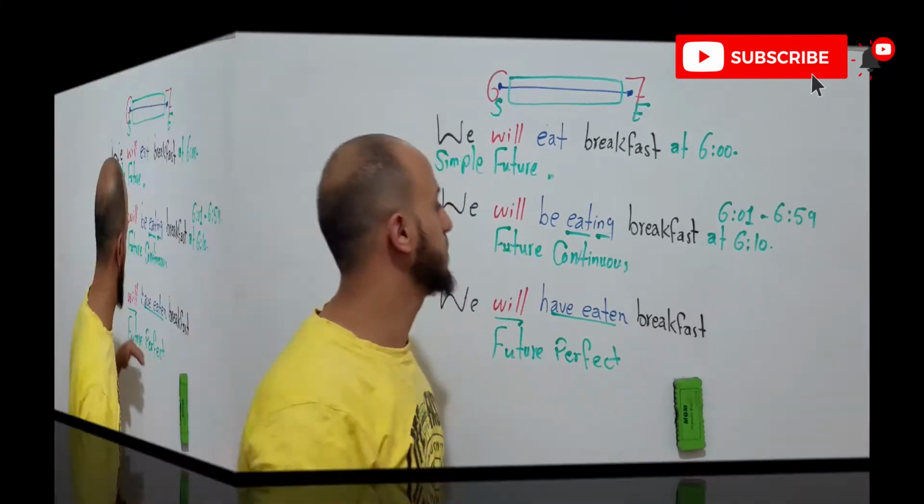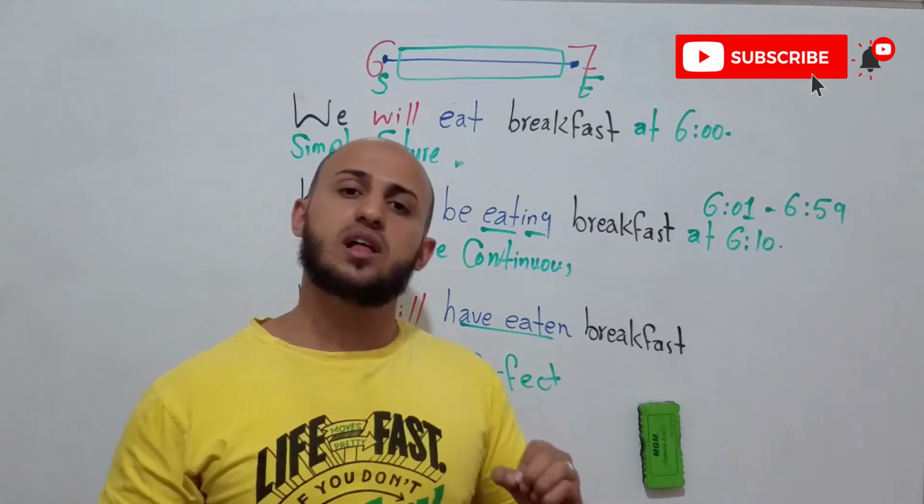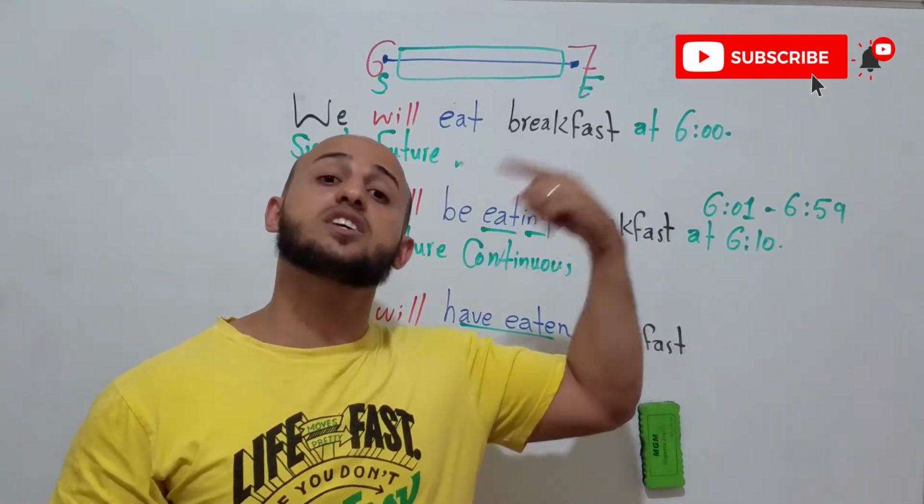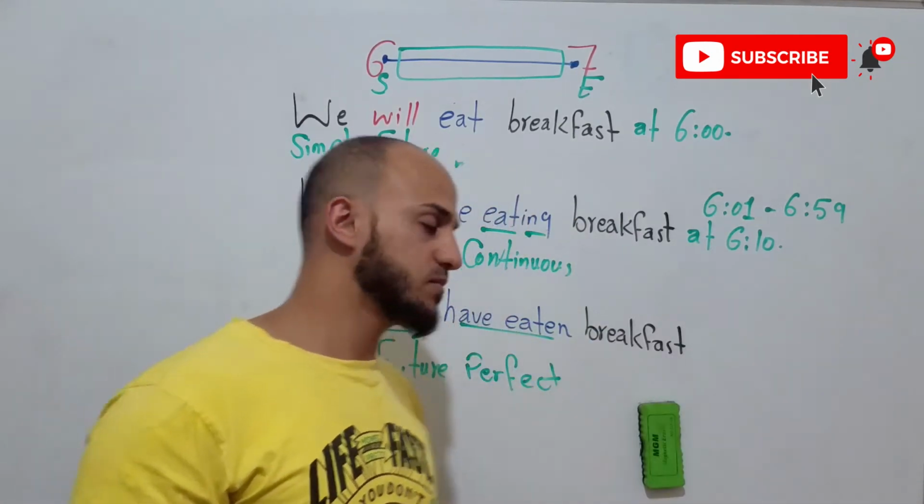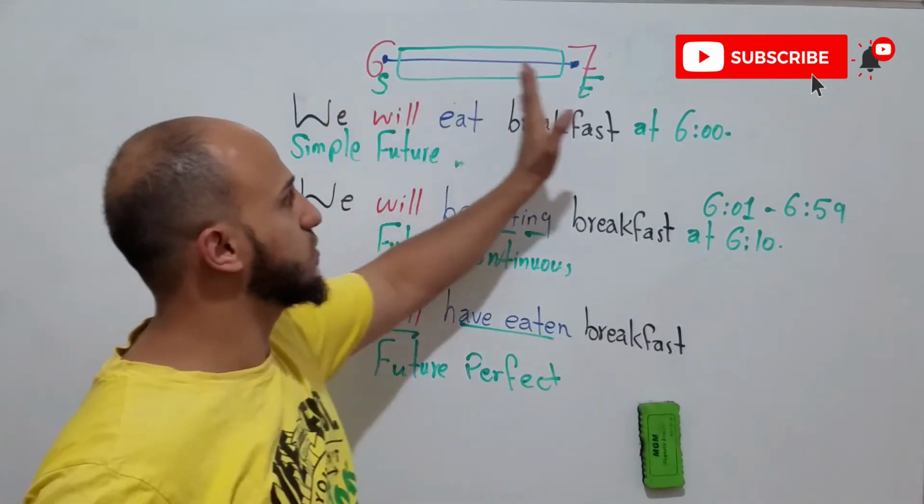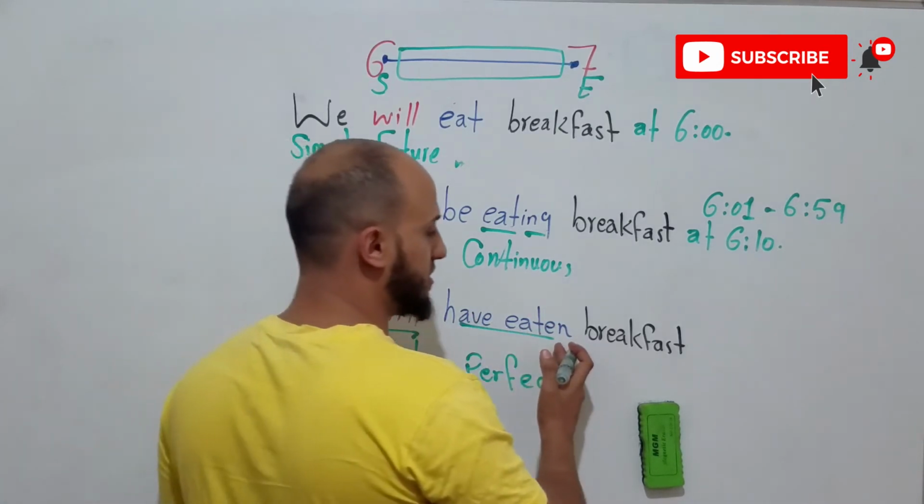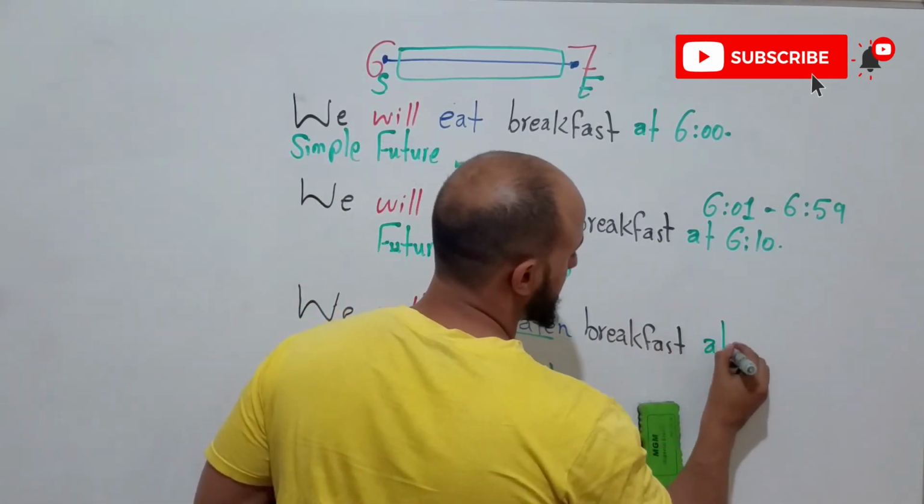All right? Good. Future perfect. You're talking about when an action will finish in the future. So obviously here, as I explained to you about 6 and 7, 7 is the end. So here we will have eaten breakfast at 7.